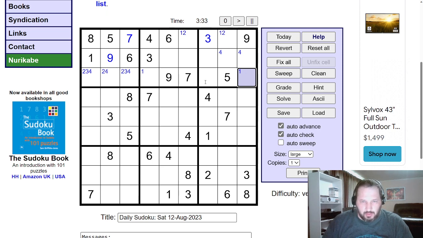2, 3, 4, 5. Now I need a 6. Well, this 6 says I cannot have a 6 here. So that means that my 6 has to go in one of these 2 spots. 7, and then I need an 8. Well, this 8 says it can't go here. So to complete this row, just like that, that row is now completely marked up.